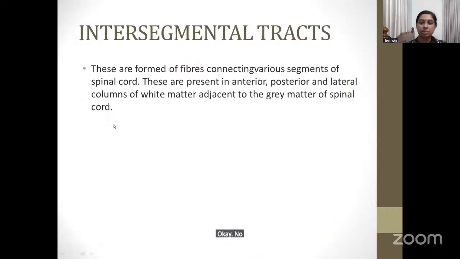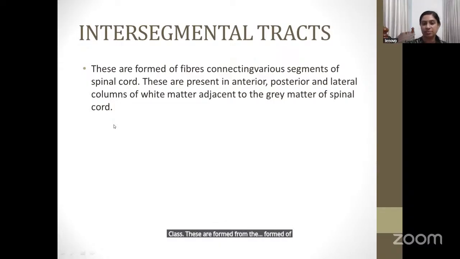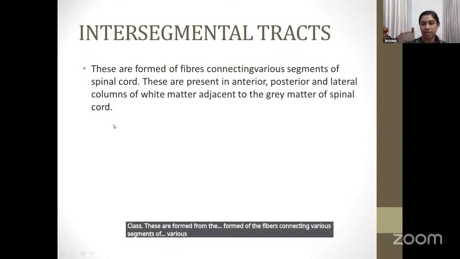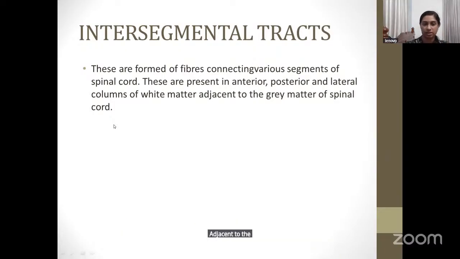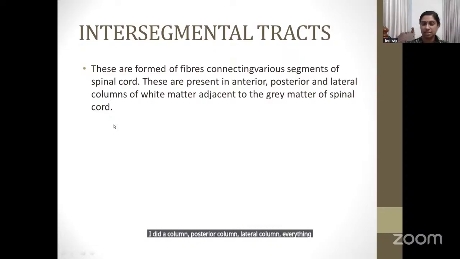Now, another type of tract is present. They connect different segments of the spinal cord, and they are called intersegmental tracts. These are formed of fibers connecting various segments of the spinal cord, and they are present in the anterior, posterior, and lateral columns of the white matter adjacent to the gray matter of the spinal cord. You can see the intersegmental tracts in every column.